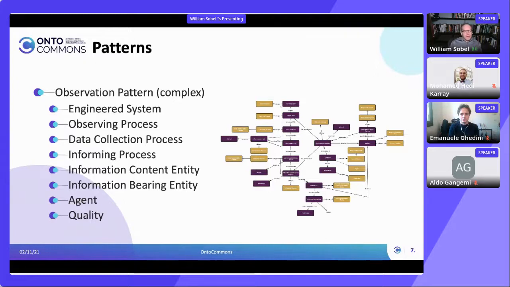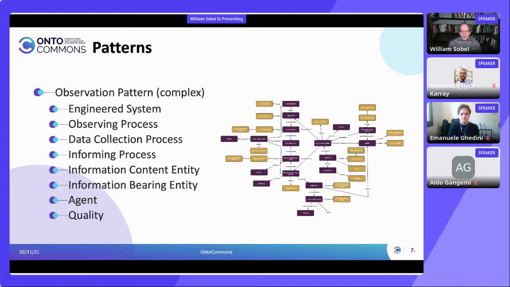For example, here's an observation pattern that we have. And as you can see, it's pretty complex. This is just to be able to observe something happening within a piece of manufacturing equipment. There's a lot of individuals created. There's a lot of relationships.